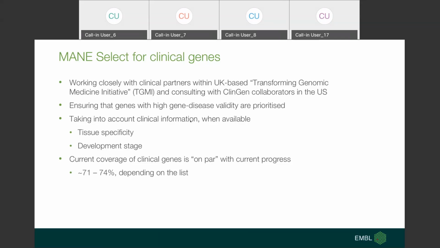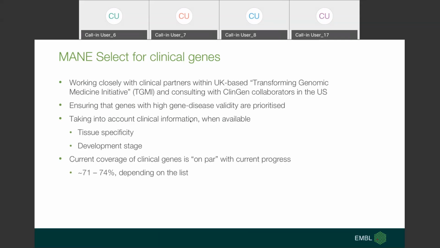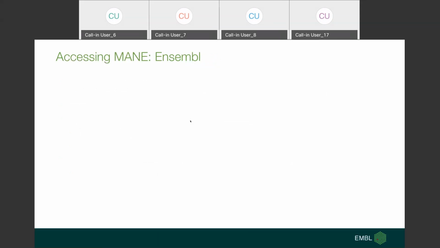Sure. Okay, so I was just saying that basically the coverage for clinical genes is about similar to what's happening across the genome, and obviously it's an effort. So where can you access the existing MANE transcripts that have already been released? I'm showing you, it's in all the browsers and it's on the FTP. I'm going to show you here what you can see in Ensembl, but also NCBI and UCSC.